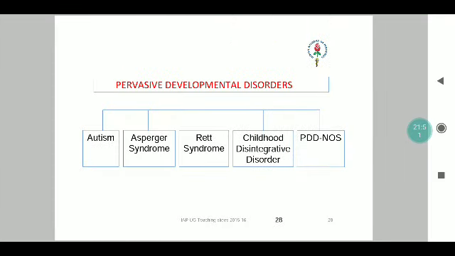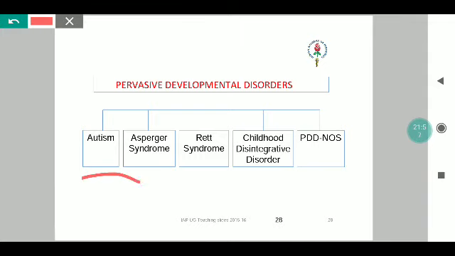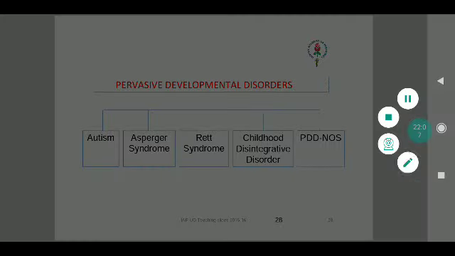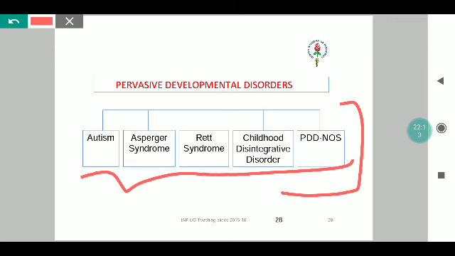Now, the spectrum of pervasive developmental disorders comprises this entire spectrum: autism, Asperger's syndrome, Rett syndrome, childhood disintegrative disorder, and PDD-NOS, which stands for not otherwise specified. So, all of these together is a spectrum. You cannot really look at any one on its own, and it must be considered as a spectrum disorder. That is why I am stressing upon this again. Autism is a spectrum disorder.